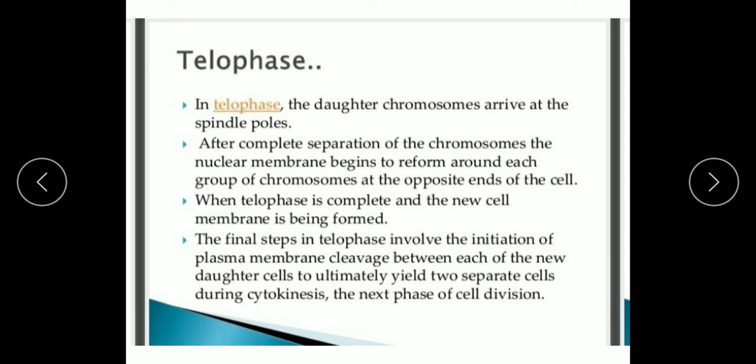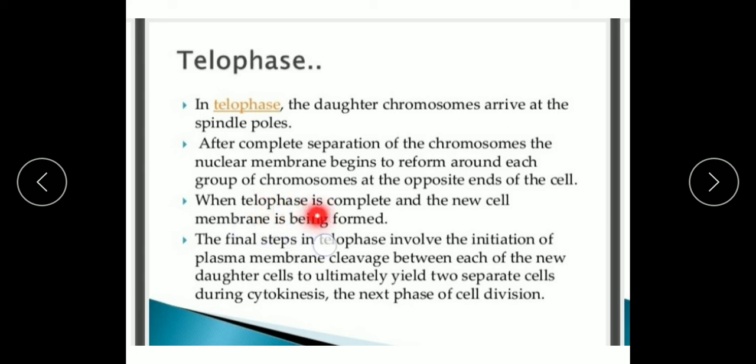After the complete separation of the chromosomes, the nuclear membranes reappear. The nuclear membrane reforms around each group of chromosomes. So this completes the formation of the new nuclei.